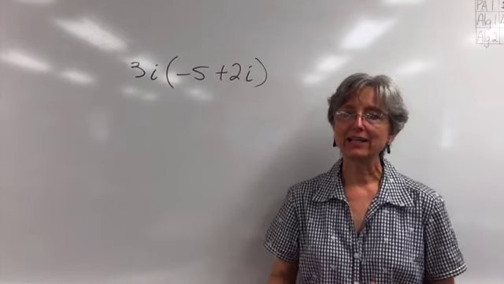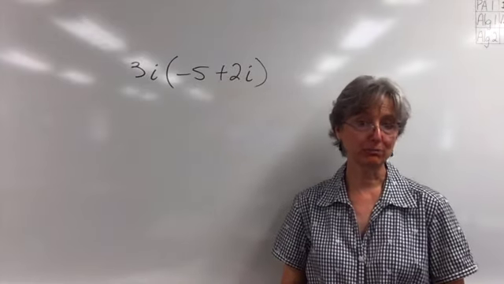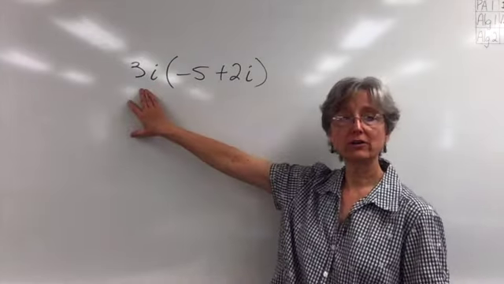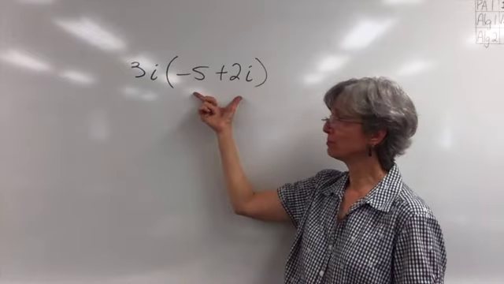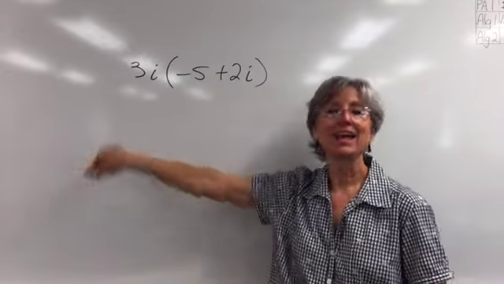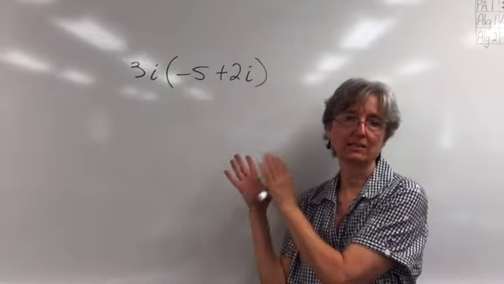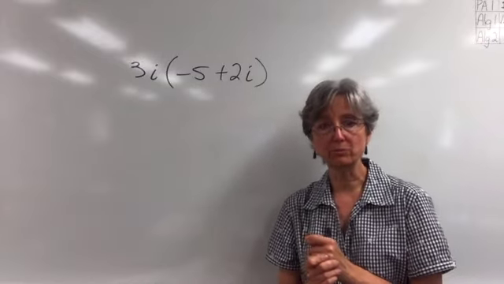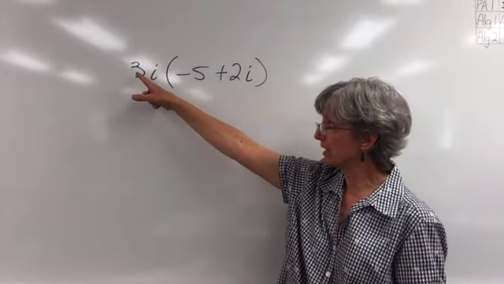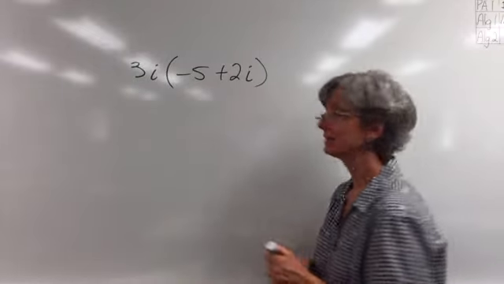Not only can we add and subtract imaginary or complex numbers, we can also multiply. So I have this imaginary number 3i, and I'm going to multiply this complex number, negative 5 plus 2i, times that, and you're just going to apply everything that you've learned in the past. You're going to do the exact same thing. This is the distributive property. So first you would multiply 3i times negative 5, and that's negative 15i.